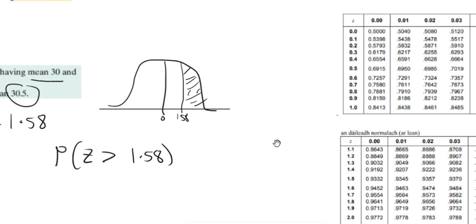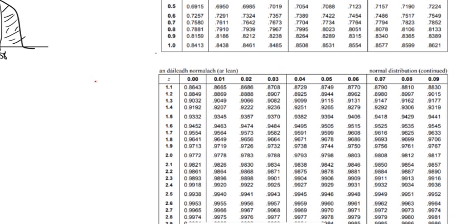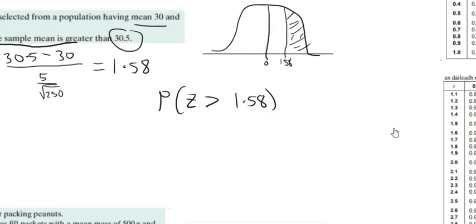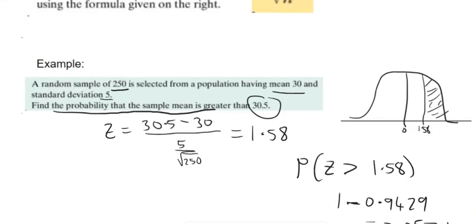If you look in the log tables for 1.58, it's going to be here: 0.9429. Then we just have to take that away from 1 to get the probability, and that's 0.0571.